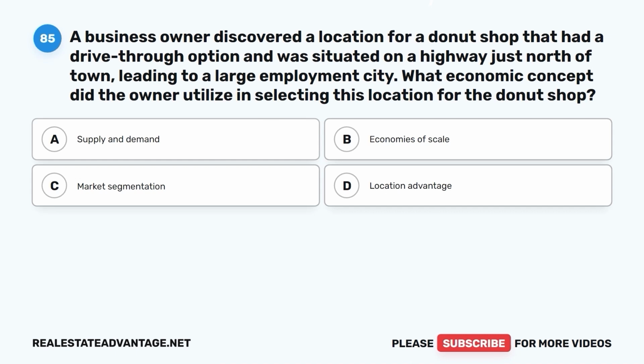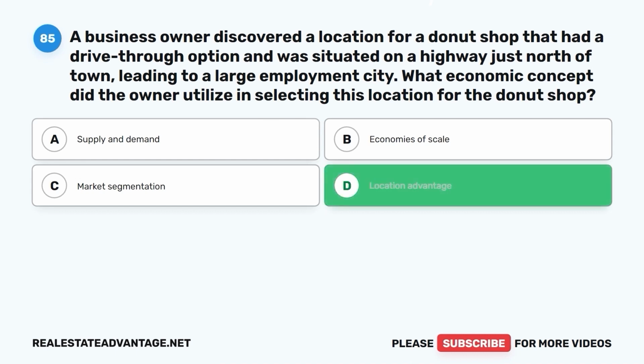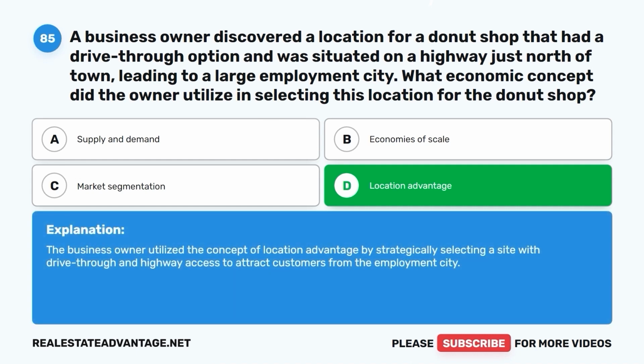A business owner discovered a location for a donut shop that had a drive-through option and was situated on a highway just north of town, leading to a large employment city. What economic concept did the owner utilize in selecting this location for the donut shop? A. Supply and demand. B. Economies of scale. C. Market segmentation. D. Location advantage. The correct answer is D. Location advantage. The business owner utilized the concept of location advantage by strategically selecting a site with drive-through and highway access to attract customers from the employment city.